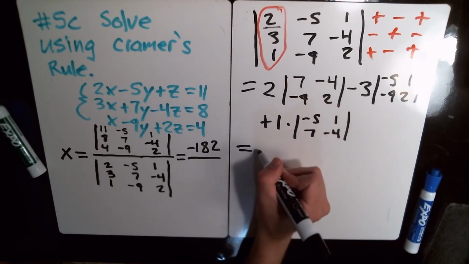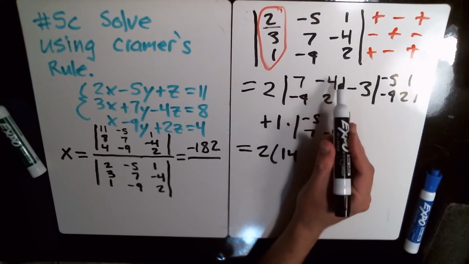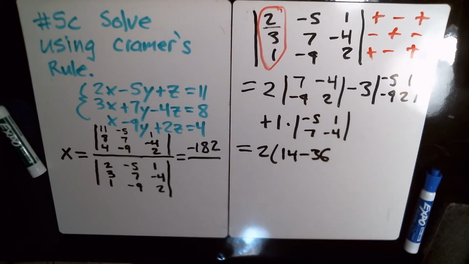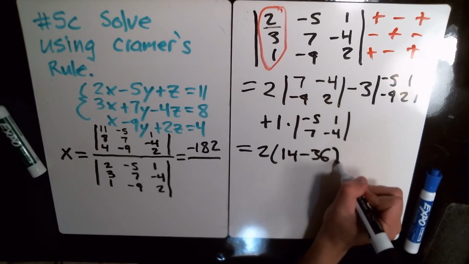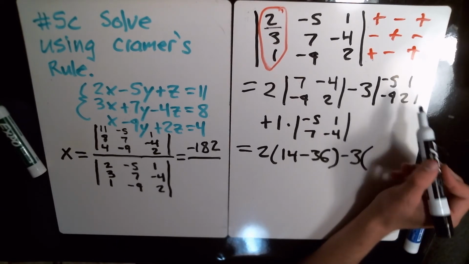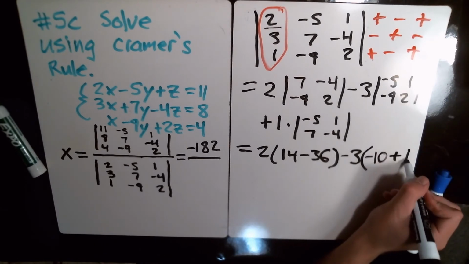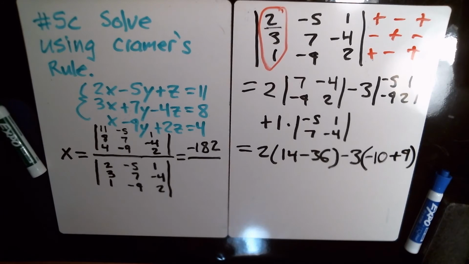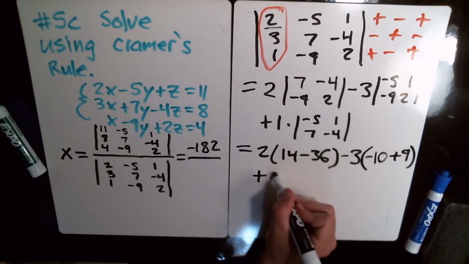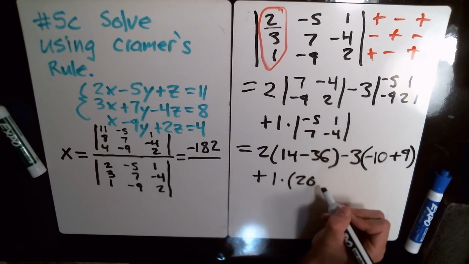And we do our 2 by 2 determinant, so 2 times 7 times 2 is 14, and then minus 9 times 4 is 36. Positive 36, right? So minus a positive 36. Minus 3 times the determinant of this, so -10, and then minus a -9, so plus a 9. It's really easy to get mixed up on your signs here. Make sure you're careful. And then lastly, -5 times -4 is 20. 7 times 1 is 7.